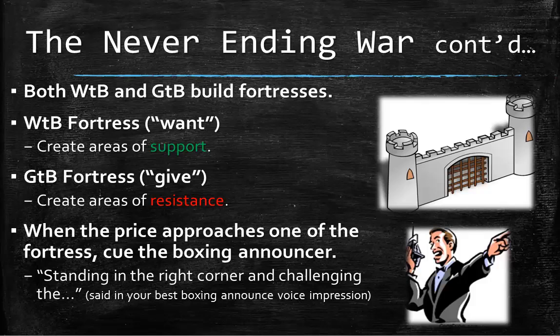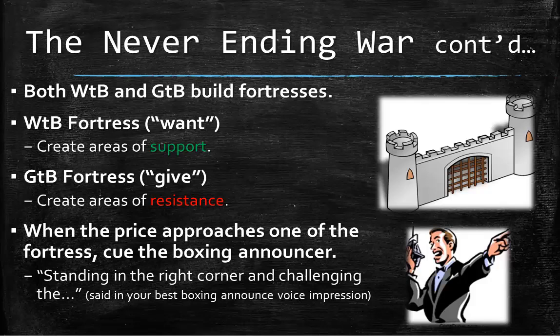both Wanter the bull and Giver the bear build fortresses. For me, at least when I was a kid, I liked to build fortresses, but that's what they do. Wanter the bull fortress, where there is want, creates areas of support, wherever his fortresses are, or hers, however you want to look at it. Giver the bear fortresses is where there is give, and that creates areas of resistance. So there are forts all over a stock chart. They're all over the place. Some forts are owned by Wanter the bull. Some forts are owned by Giver the bear.